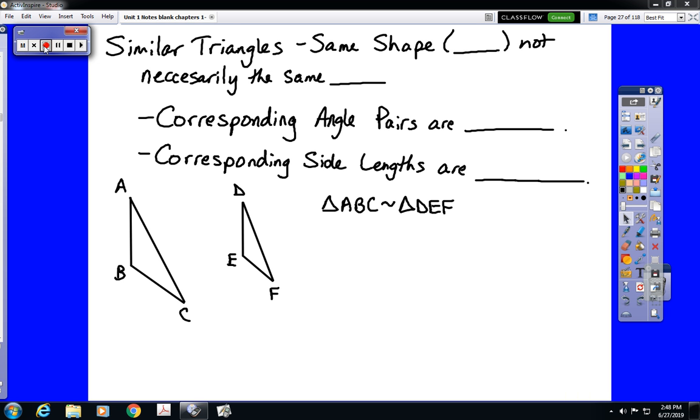Similar triangles are the same shape, okay, which means that we have congruent angles. But they're not necessarily the same size. Okay, so the angles are equal, side lengths are not.